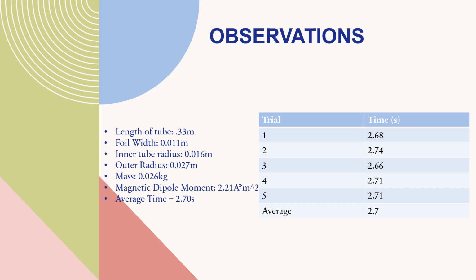For our observations and results, the length of our tube was 0.33 meters, our foil width was 0.011 meters, the inner tube radius was 0.016 meters, and our outer radius was 0.027. We had a mass of 0.026 kilograms, a magnetic dipole moment from Lab 3 of 2.21, and our average time to fall through the tube was 2.7 seconds.